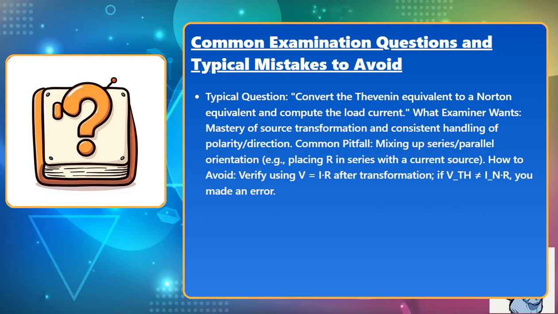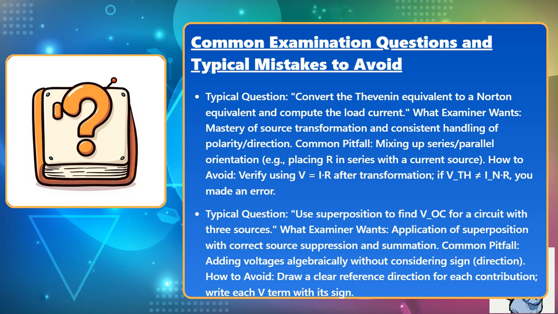Typical question: convert the Thevenin equivalent to a Norton equivalent and compute the load current. What the examiner wants: mastery of source transformation and consistent handling of polarity and direction. Common pitfall: mixing up series/parallel orientation, for example placing R in series with a current source. How to avoid: verify using V equals I times R after transformation. If VTH is not equal to IN times R, you made an error.